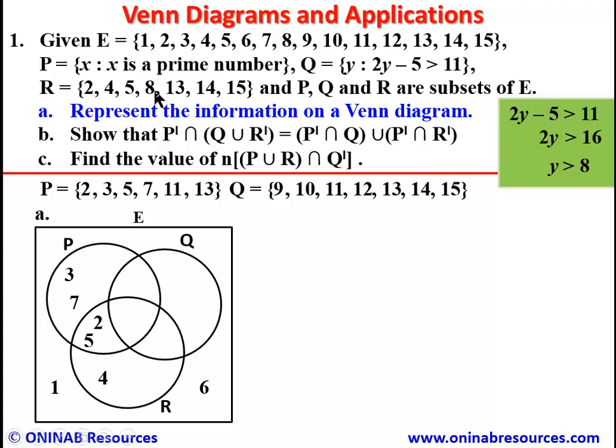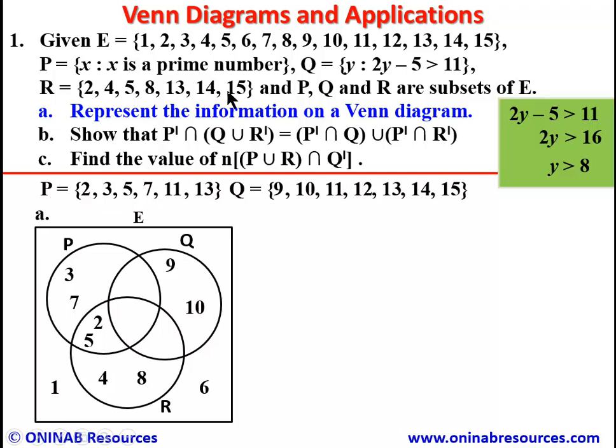And 8 is in R, it is not in P, and it is not in Q. So it is R only. So it is in the region where we have 4. And we have 9. 9 is not in R, 9 is not in P, but it is in Q. So it is Q only. This is the region where we have Q only. And 10 is not in R, 10 is not in P, it is in Q only. So we have 10 here.